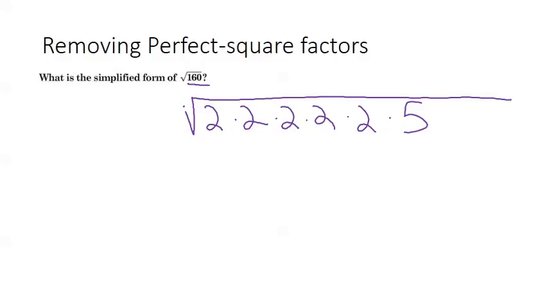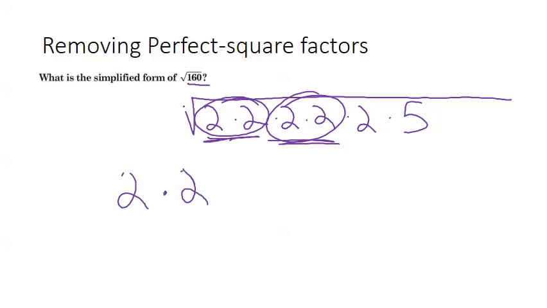We are going to look for pairs of numbers, or in the future, letters. So what's a pair of numbers? Here's one. Here's another one. Are there any more? No, 2 and 5 aren't a pair. Whenever we see a pair, we take the number that it's a pair of. This is a pair of 2s, and this is a pair of 2s. So we take a 2 out in front of the house, another 2 out in front of the house, and whatever is left stays inside the house.